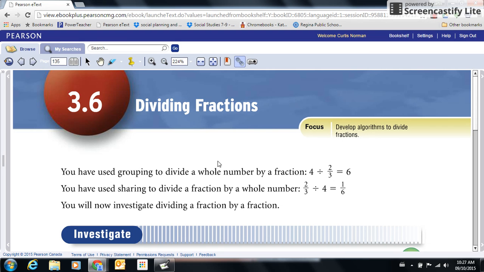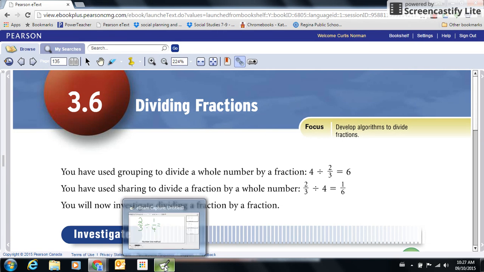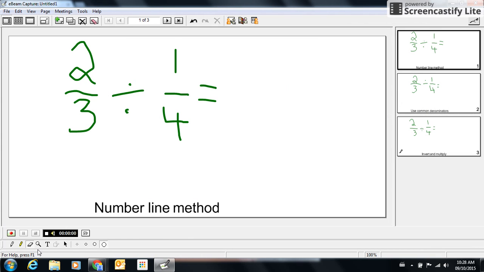That's all we're focusing on today, is dividing fractions. I want to look at this question right here. It is 2/3 divided by 1/4, however you prefer to say it. You might say to me, Mr. Norman, when am I ever going to have to use this? And I will basically turn it around and say, hey, let's look at this.